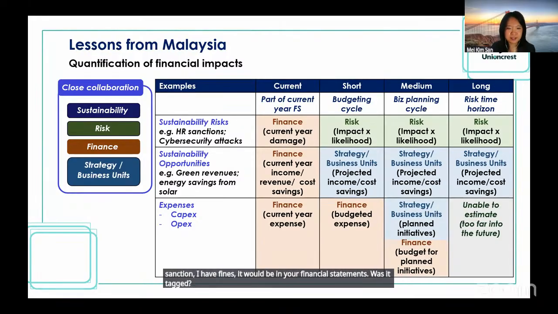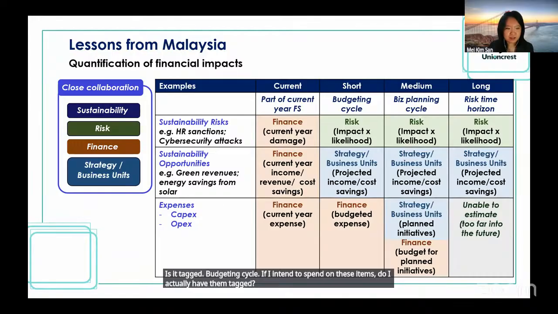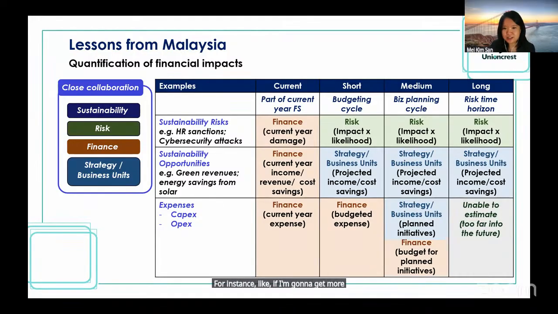Was it tagged? Green revenues, am I selling any carbon credits this year? What was my revenue? CapEx, did I build any solar on my roof? Is it tagged? Budgeting cycle, if I intend to spend on these items, do I actually have them tagged? For instance, if I'm going to get more EV charging stations, is that even put in?